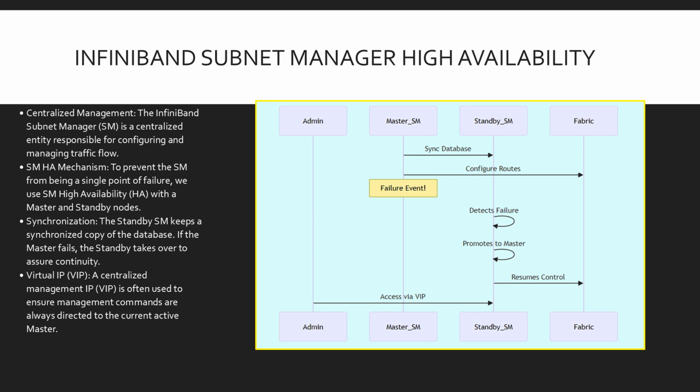This sequence shows the SMHA process. Initially, the master SM syncs its database to the standby SM while configuring the fabric. When a failure occurs at the master, the standby detects it, promotes itself to master, and resumes control of the fabric. The administrator continues access seamlessly using the virtual IP, or VIP, which now points to the new master.